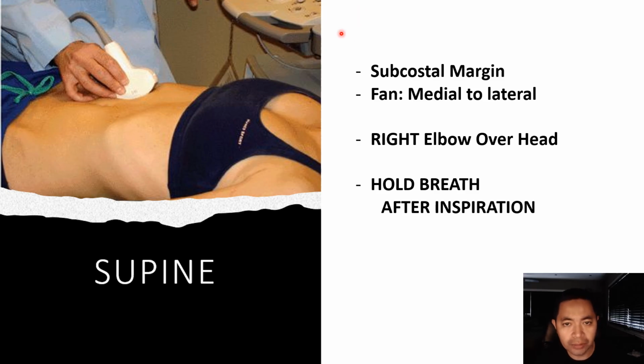In the supine position, one can try to locate the gallbladder by positioning the probe along the subcostal margin and sweeping the probe medial to lateral. Asking the patient to take a deep breath and holding that position for a few seconds. This maneuver lowers the gallbladder into the peritoneal cavity and might help in gallbladder visualization.